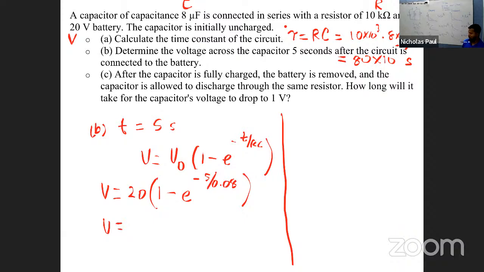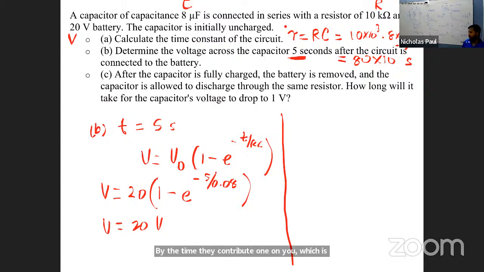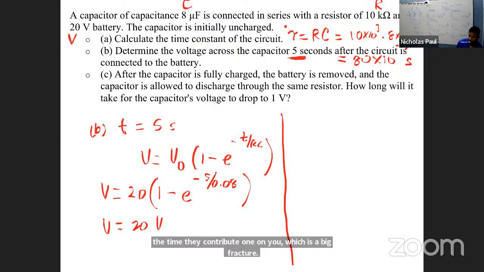So you get 20, so it means after 5 seconds it's fully charged. Anybody can see why? What's the time constant? 0.08, right? That is the time taken to reach 1 on e, which is a big fraction. So after 5 seconds, you're almost sure that you're fully charged. That's why I got 20. So at 5 seconds, the battery is fully charged.